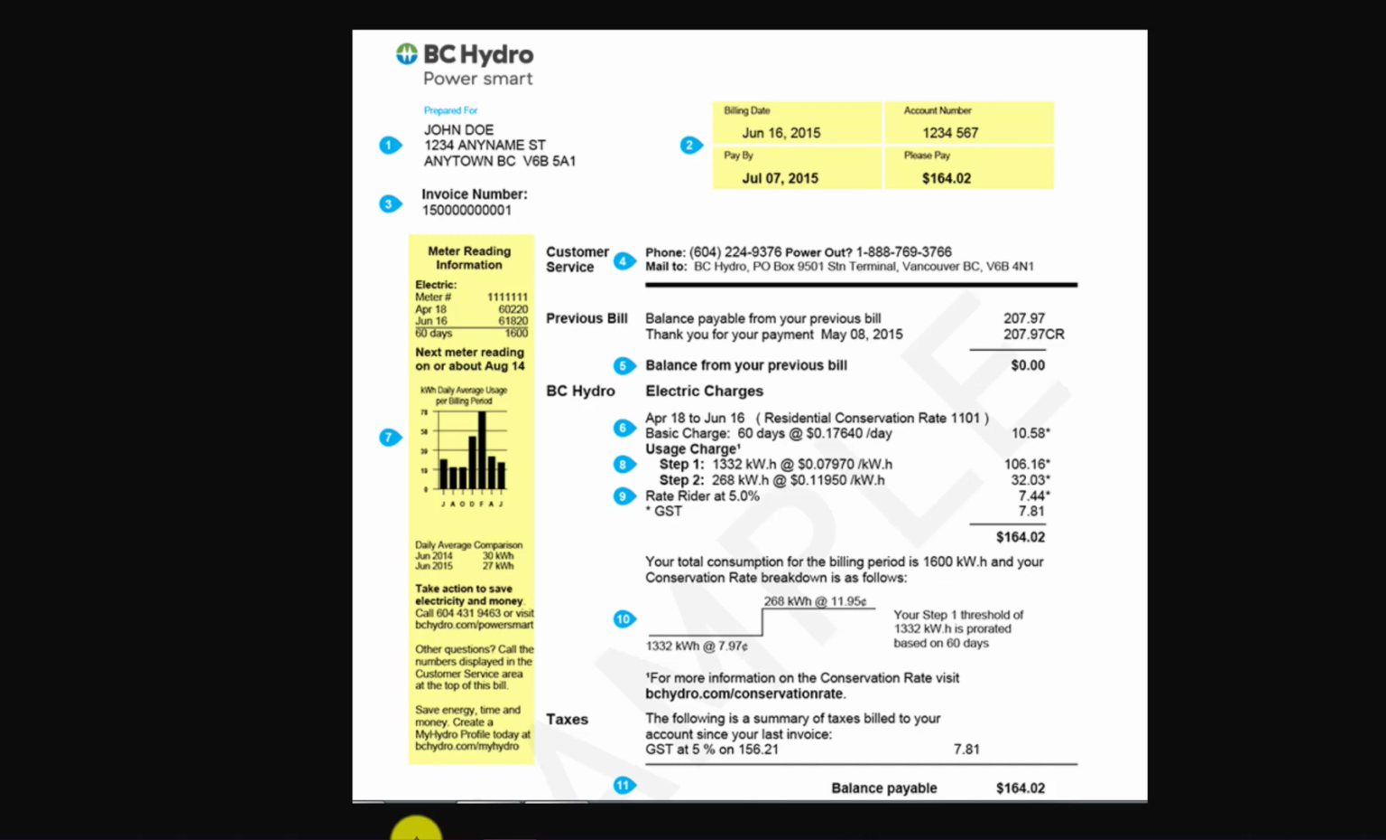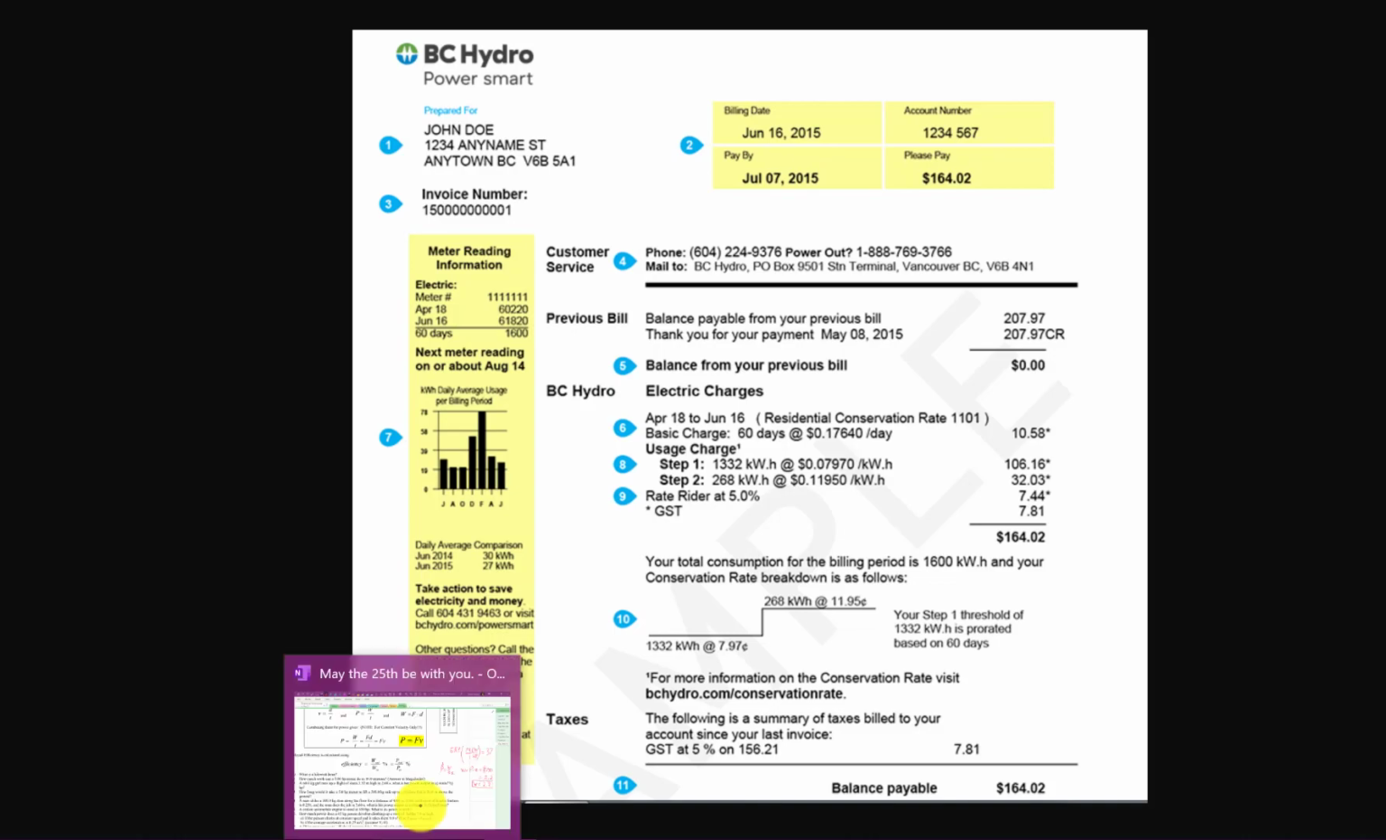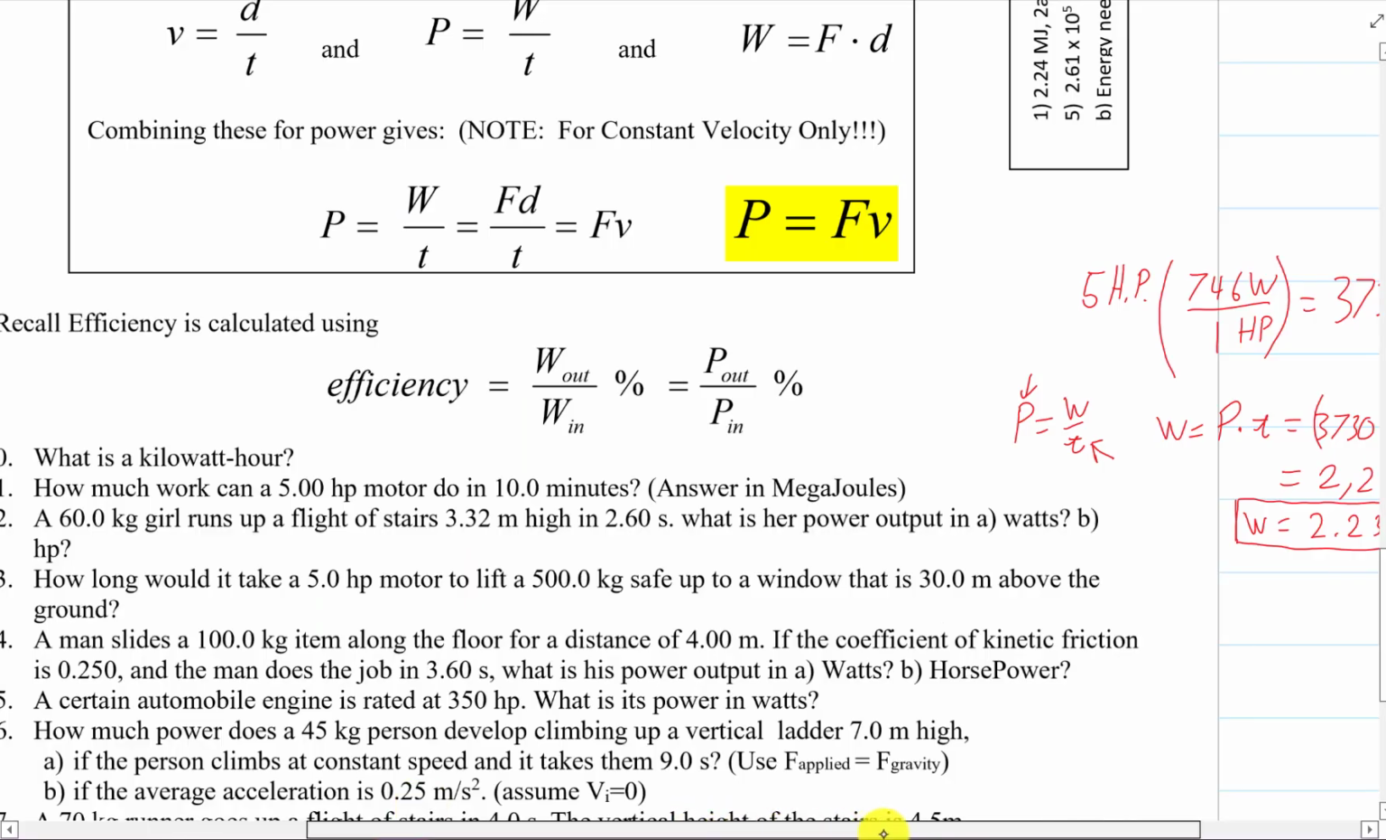If they were an energy company, wouldn't they call themselves Energy Smart? The sister company over in Ontario is called Ontario Power. But does that make them a power company? Do they sell power or do they sell energy? Well, what they sell is rated as kilowatt hours. So let's figure out what a kilowatt hour is. That's question 0. What is a kilowatt hour?